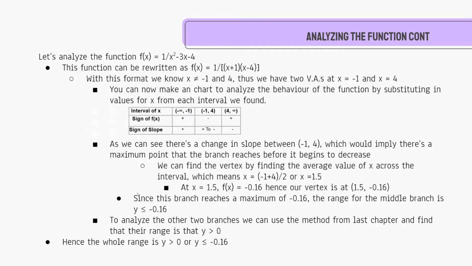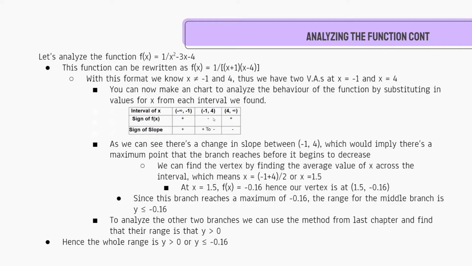What we have to do now is analyze the behavior of the function by substituting values for x from each of the intervals we found. So our intervals would be from negative infinity to -1, from -1 to 4, and from 4 to positive infinity. You could do it by first of all analyzing the sign. So let's substitute the value of -2 into the equation. We have -2 plus 1, which is a negative, times a negative, which would be a positive. So 1 divided by a positive would be a positive. So this is why we're getting a plus.